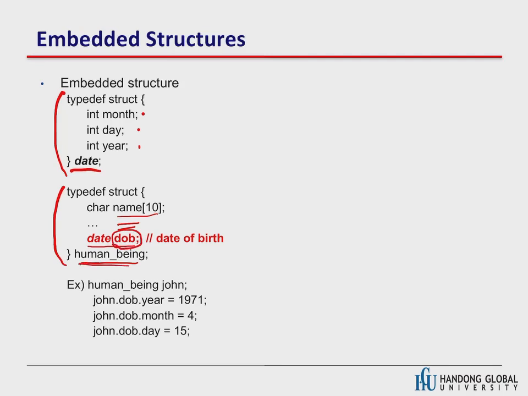Okay, so once we have this data type human being, we make one structure instance, John. Then we can have access to all the data fields. john.name will give access to this one, or if you want access to these data fields, then john.dob.year. Okay, that's how we can have access to this internal structure.